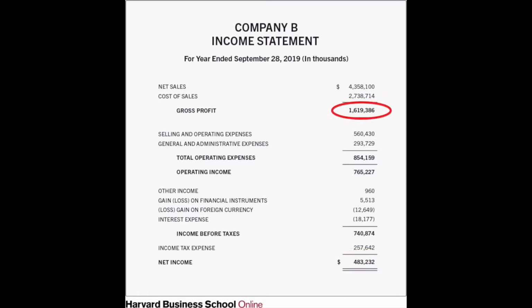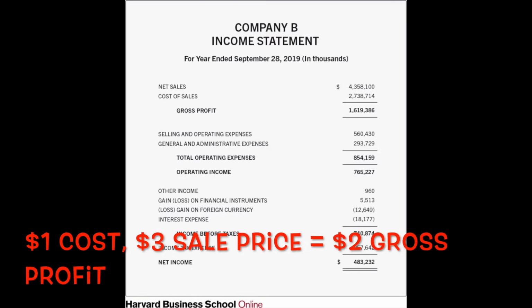For example, gross profit is calculated as the total revenue minus just the cost of goods sold. So this is essentially how much profit the company is making on each item they sell. So if a grocery store purchases a bag of apples for $1 and then sells them for $3, their gross profit on that transaction is $2.